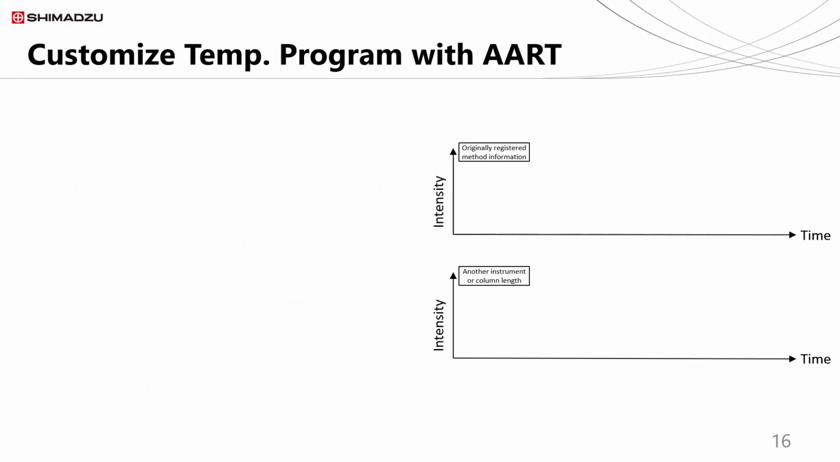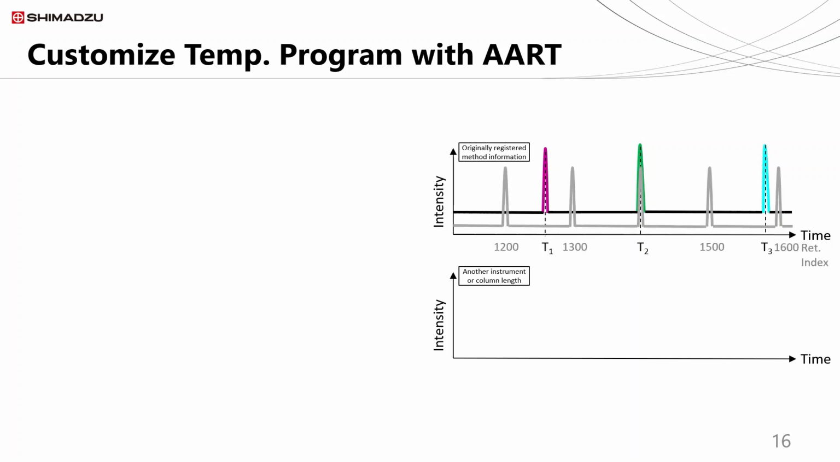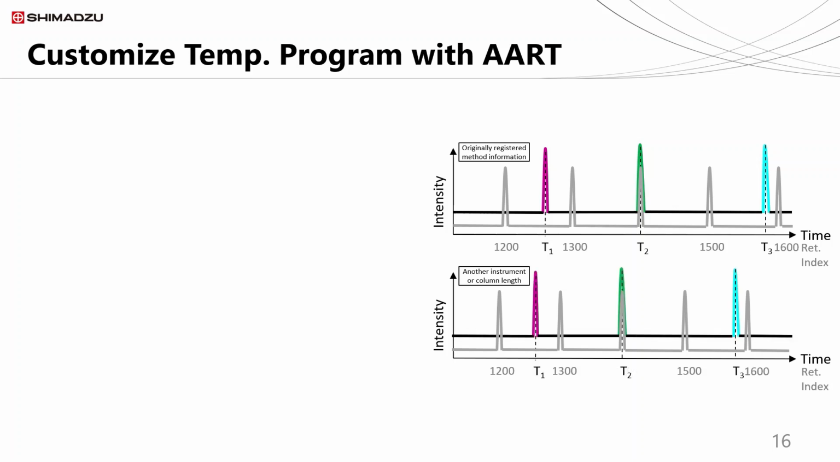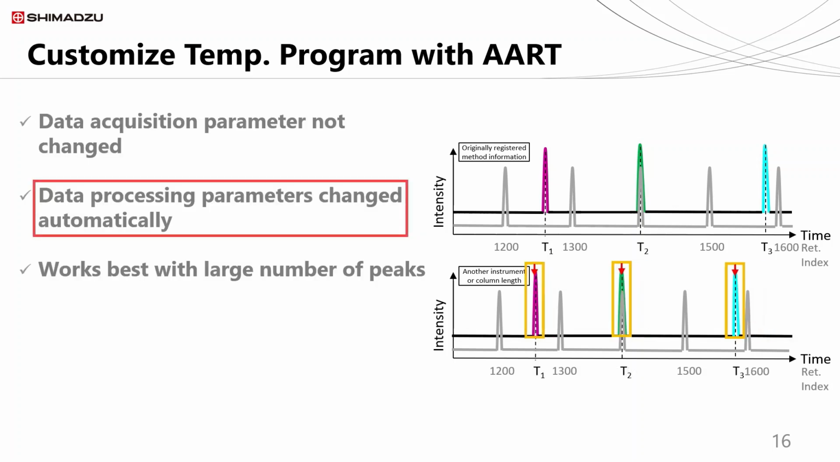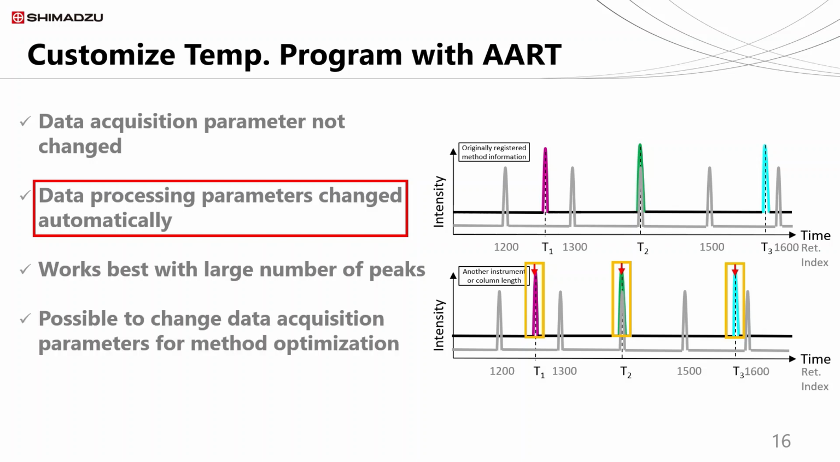This ART function not only helps in creating method but also helps you whenever you modify method parameters for optimization or you perform column maintenance like column cutting. As you can see from this graphic, with the help of n-alkane standard, it automatically adjusts identification window, that is data processing parameters. This ensures you don't lose any peak. This helps you especially in multi-residue analysis where a large number of peaks elute very close to each other.